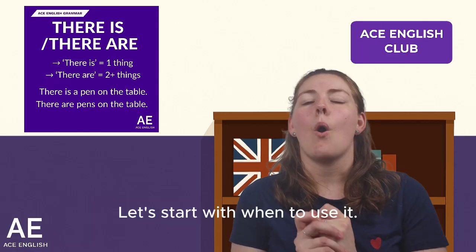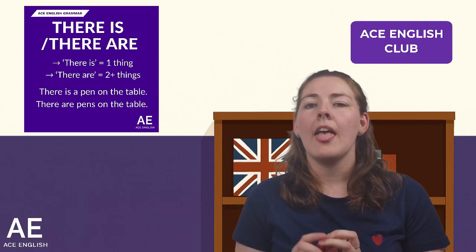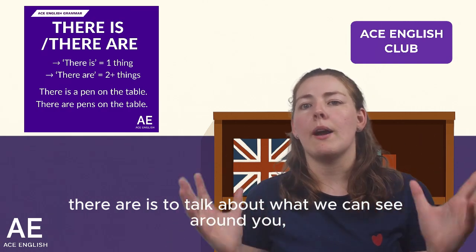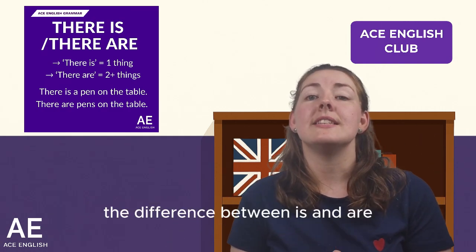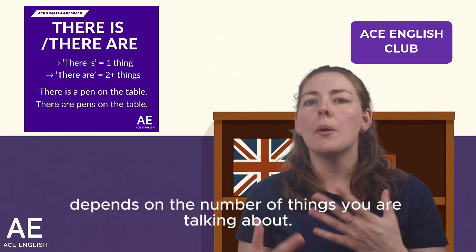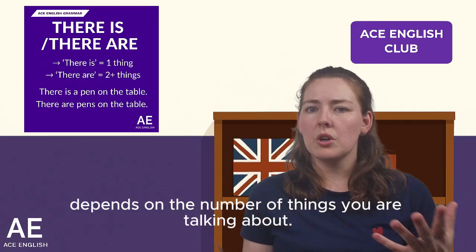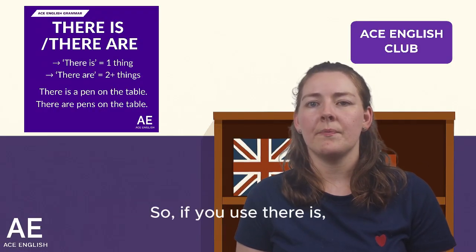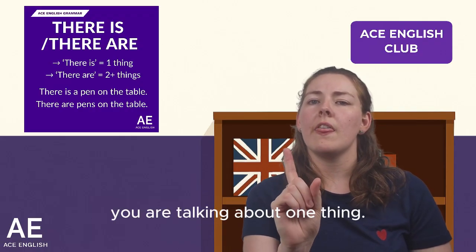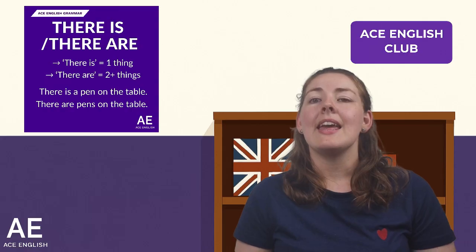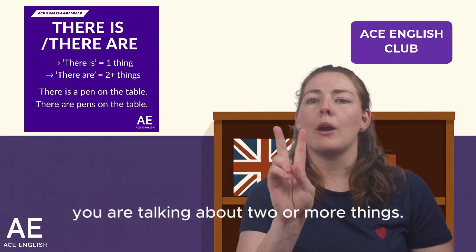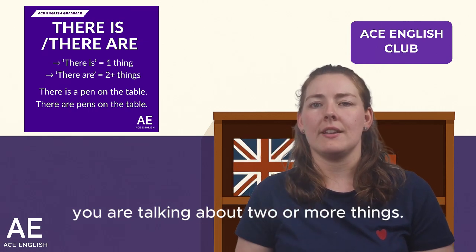Let's start with when to use it. There is, there are is used to talk about what we can see around you. The difference between is and are depends on the number of things you are talking about. So, if you use there is, you are talking about one thing. If you use there are, you are talking about two or more things.